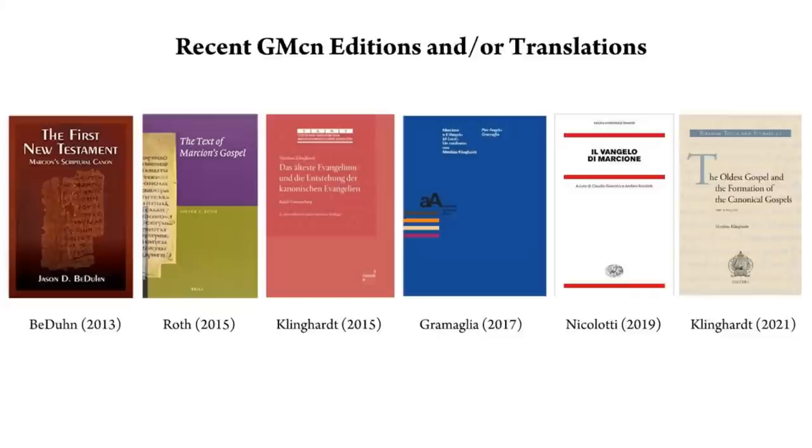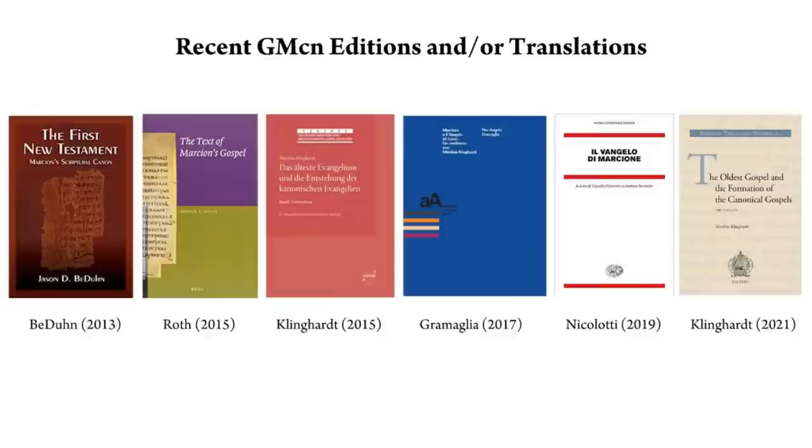One of the things that sets Klinghardt's and Nicolotti's apart from earlier ones is having a robust critical apparatus. So it almost reads like you're picking up the Greek New Testament, where you have all the variants accounted for, or most of them at least, in the footnotes.